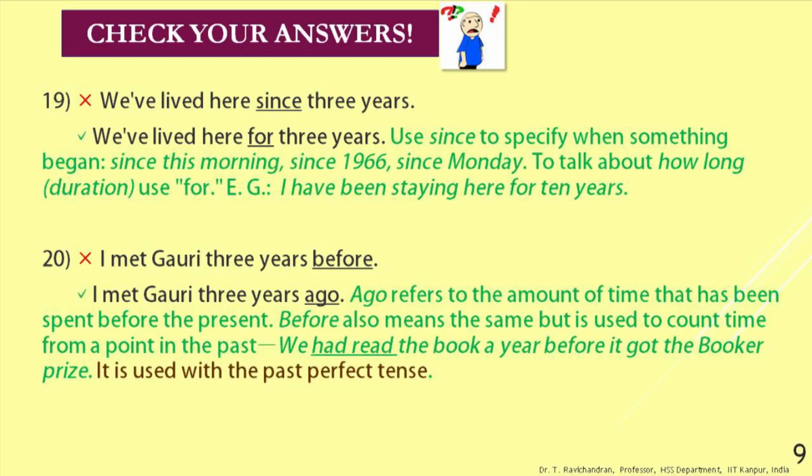And the last one from the previous lesson: I met Gauri 3 years before. "Before" is wrongly used here. The correct form is: I met Gauri 3 years ago. Ago refers to the amount of time that has passed before the present. Before also means the same, but is used to count time from a point in the past. We had read the book a year before it got the Booker Prize. It is used with the past perfect tense.